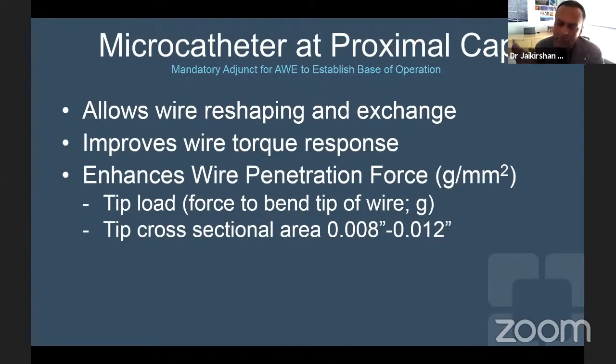The microcatheter is mandatory for antegrade wire escalation. You have to deliver a microcatheter to the proximal cap. That is your base of operation. Without a microcatheter there on a workhorse wire, you really can't do a CTO. Once the tip of the microcatheter is near the proximal cap, you can exchange wires and change the shape. The microcatheter dramatically improves the torque response of the guide wires you're using, and it can dramatically improve the penetration force of the wire as it's applied at the plaque.